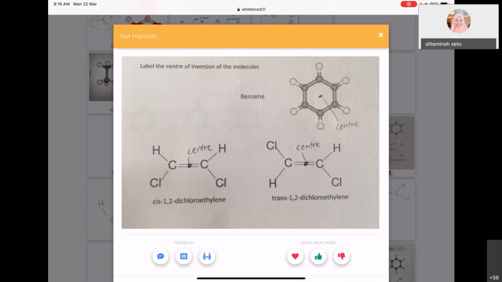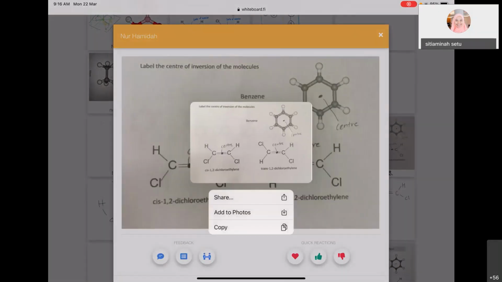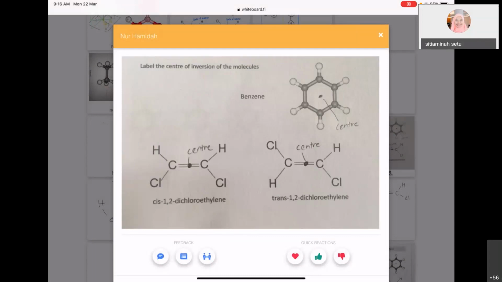Okay, bukan center sahaja. Alright, so kita tengok dulu yang trans 1,2-dichloroethylene. Dia punya center of inversion adalah in between double bond C dengan C, kan? So this one is also correct. Okay, tapi label tu jadikan center of inversion. Sebab kalau kita movekan Cl, dia akan pergi yang dekat another side of Cl.